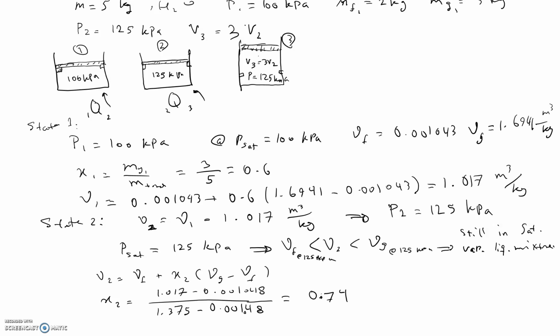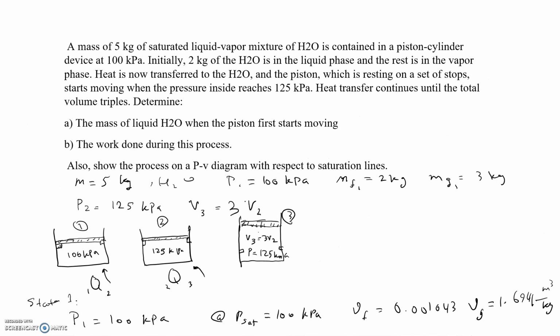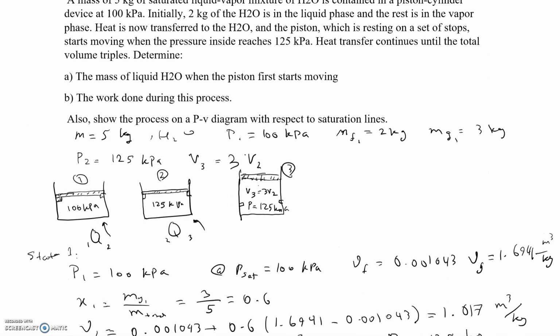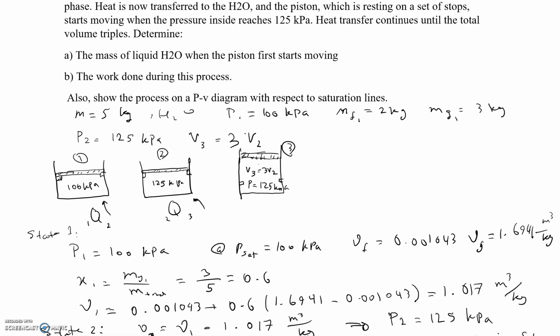So at state 2, the mass of the gas therefore is equal to your quality, which is 0.74 multiplied by 5, right? That would be the mass of the gas, which is 3.697, and you can calculate the mass of liquid, which is the difference between the mass of gas and total mass. That's 1.303 kilograms, right? So that was this part, which is the mass of the liquid when the piston first starts to move. That's state 2, right?